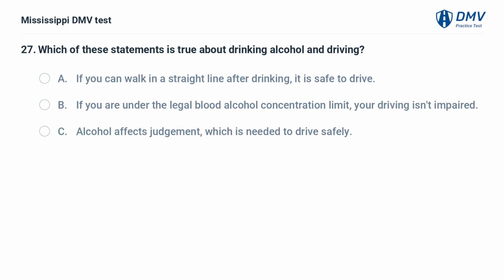Which of these statements is true about drinking alcohol and driving? A. If you can walk in a straight line after drinking, it is safe to drive. B. If you are under the legal blood alcohol concentration limit, your driving isn't impaired. C. Alcohol affects judgment, which is needed to drive safely.